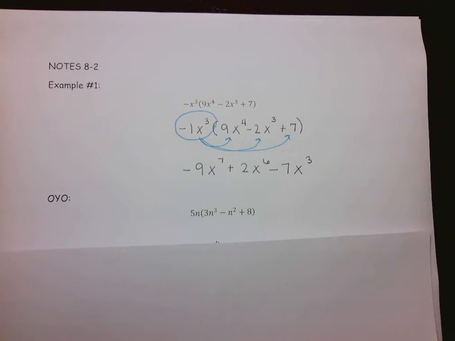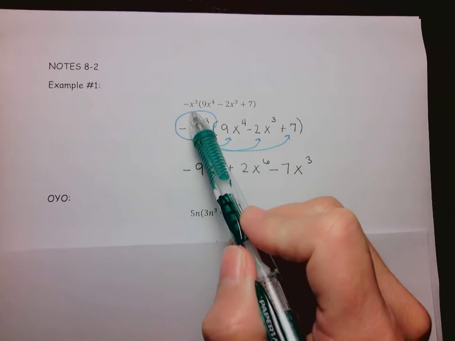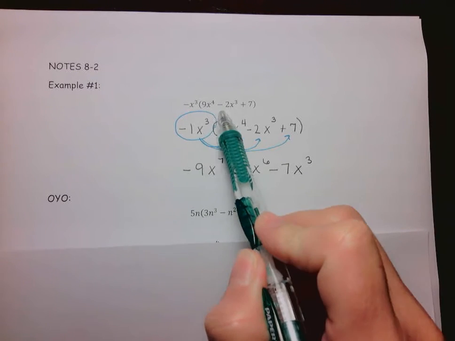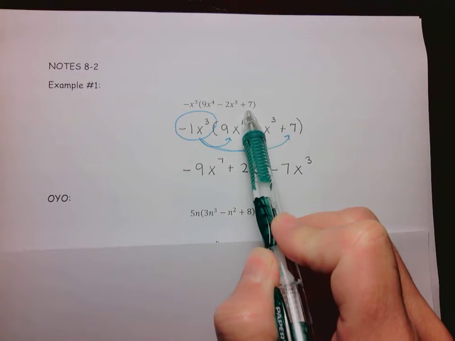This is the video for 8.2 and we are talking about multiplying polynomials. So I have here in example number 1 a monomial and I'm multiplying that with a trinomial. So how do I do this?